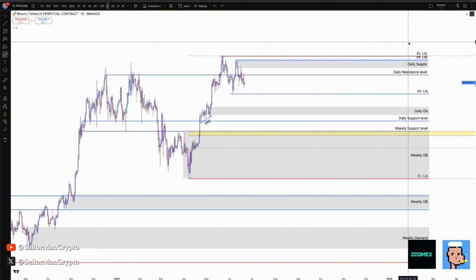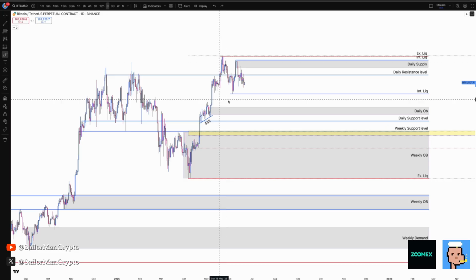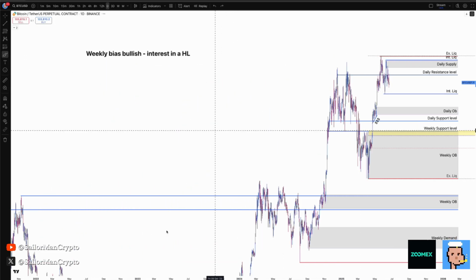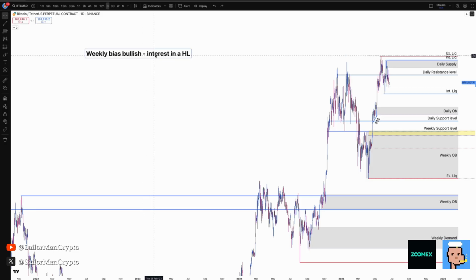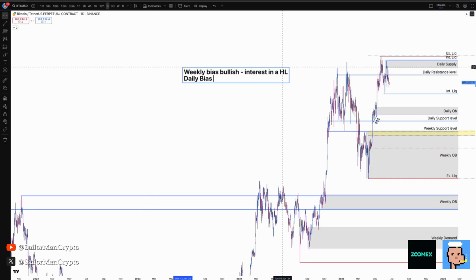So here the importance of mapping levels and being ready to adapt the bias. So on the daily, we have a neutral bias in this case, because we don't know what this price action will do. So if we have to take our daily bias, it is neutral. Levels are telling us to be careful.